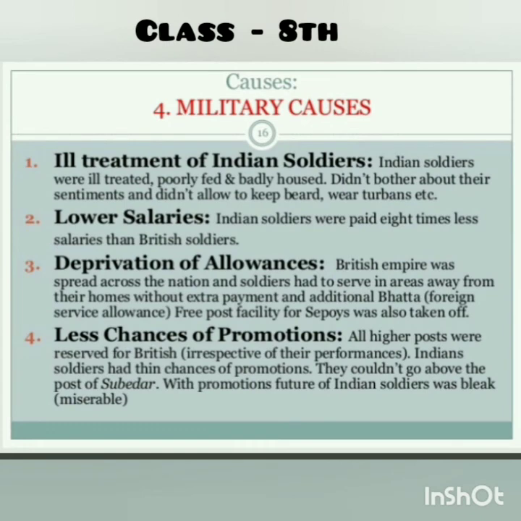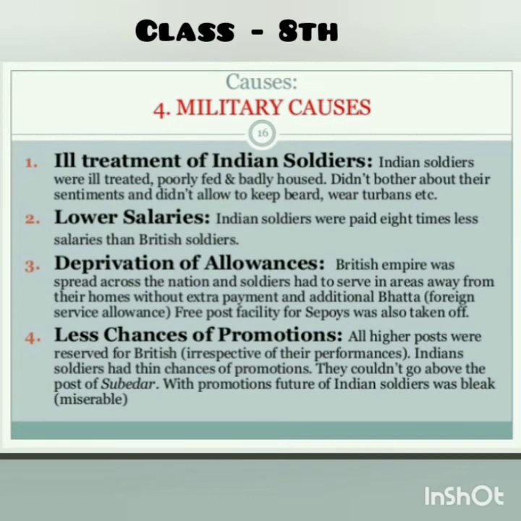Now, next is military cause, ill treatment of Indian soldiers. Indian soldiers were ill treated, poorly fed, and badly housed, did not bother about their sentiments, and did not allow to keep beard, wear turbans. Second, lower salaries. Indian soldiers were paid 8 times less salaries than British soldiers.